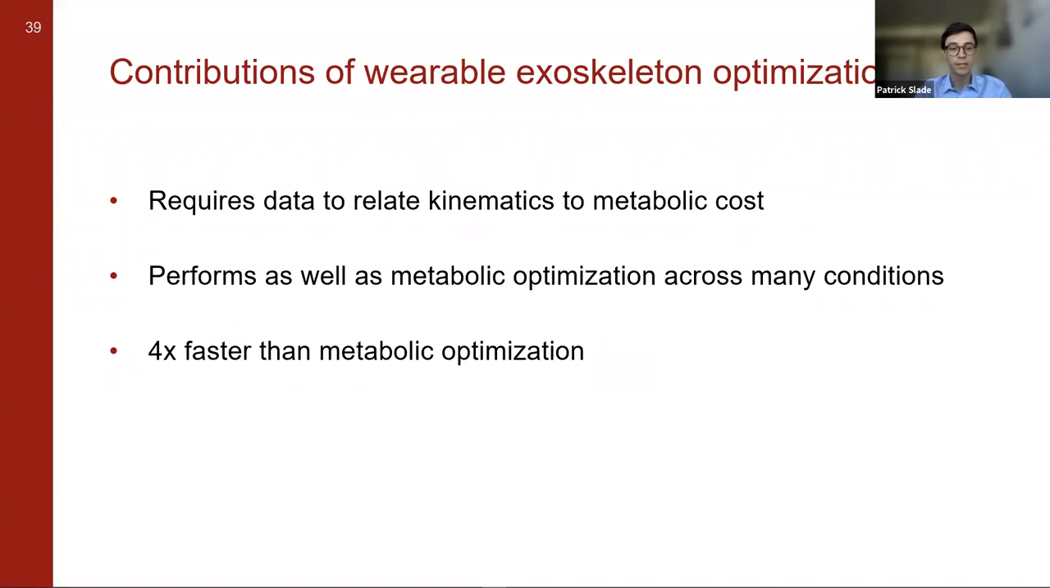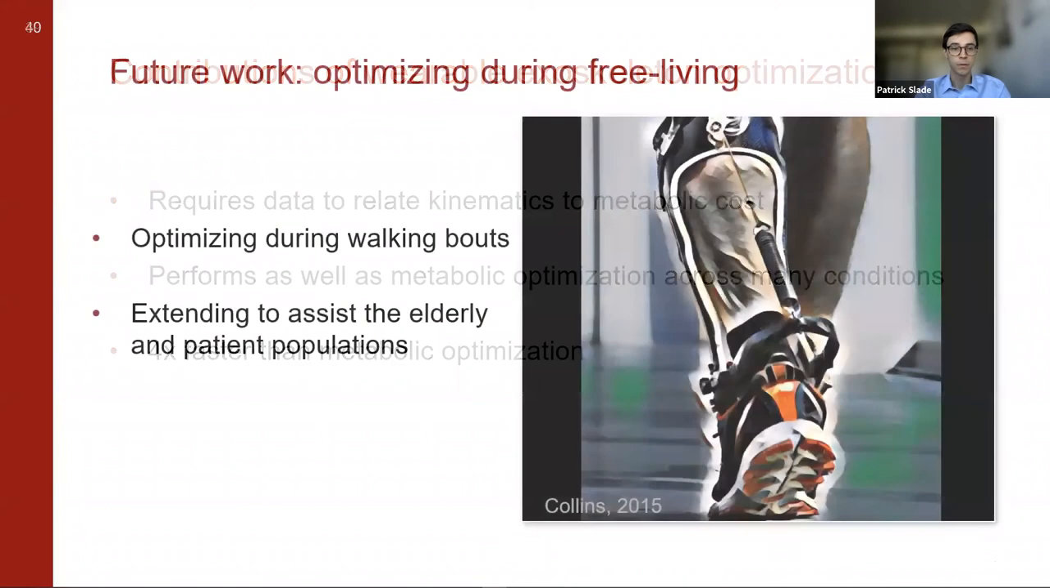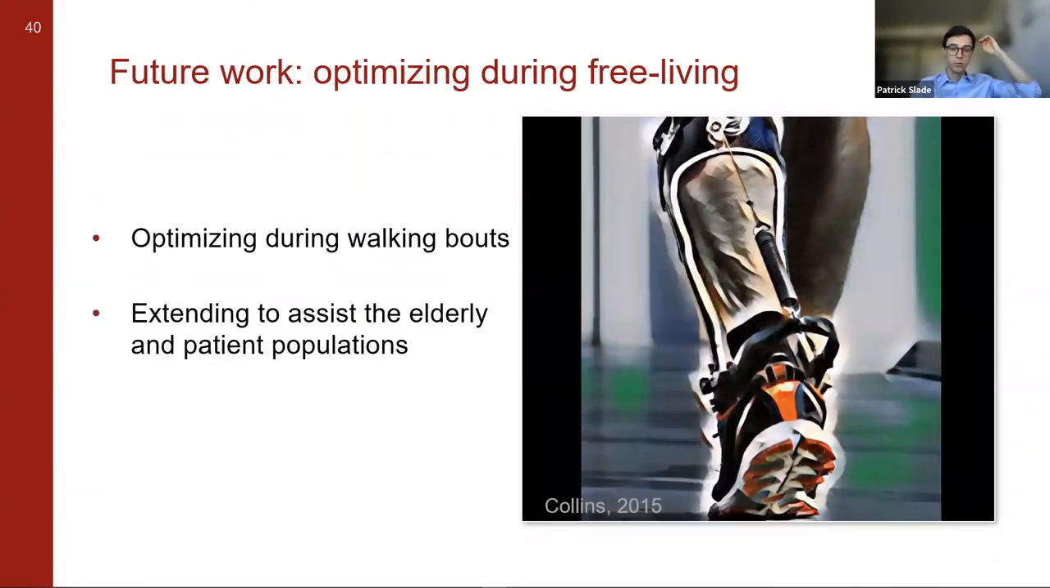It's also very fast in comparison to respirometry. And so we think this could be effective in allowing us to take exoskeletons from the lab outside and customize to users. This is what I'm hoping to do to wrap up this study: optimize during free living. What that means is, as people do bouts of walking during their daily life, we optimize the assistance and try to see if we can actually provide this same benefit.